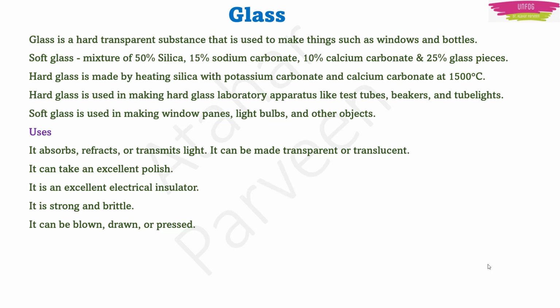And then this glass can take excellent polish. Then it is an excellent electrical insulator. It is strong and brittle. Then it can be blown, drawn or pressed. That's the reason why the glass is molded into so many shapes, right? Our drinking glasses, jugs, mugs, decorative items, so many things are made from glass, because it can be blown, drawn or pressed. All these things can happen at high temperature.